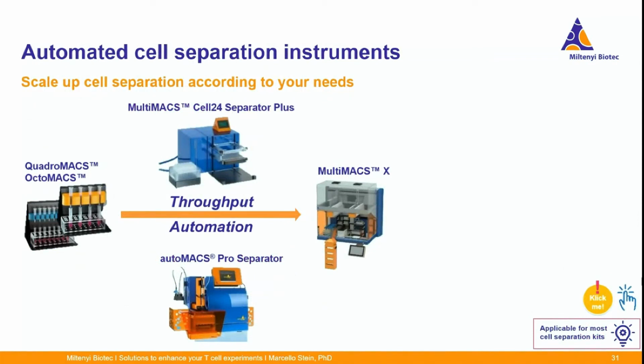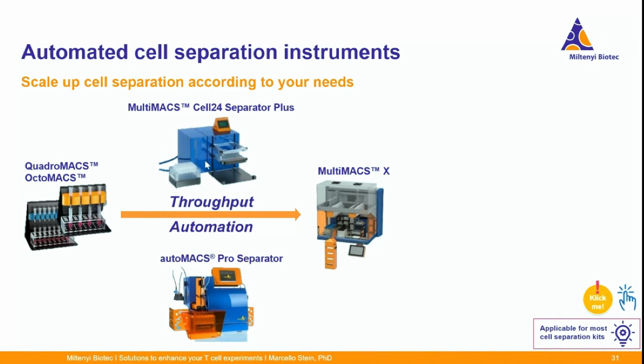MAX technology offers, depending on the researcher's needs, different manual and automated cell separation options for upscaling. Manual separation with the Quattro or OctoMax for up to 4 or 8 samples in parallel, respectively. Automated options include the AutoMax Pro for full walk-away convenience for up to 5 samples, the Multimax Cell 24 Separator Plus for the processing of up to 24 samples in parallel.